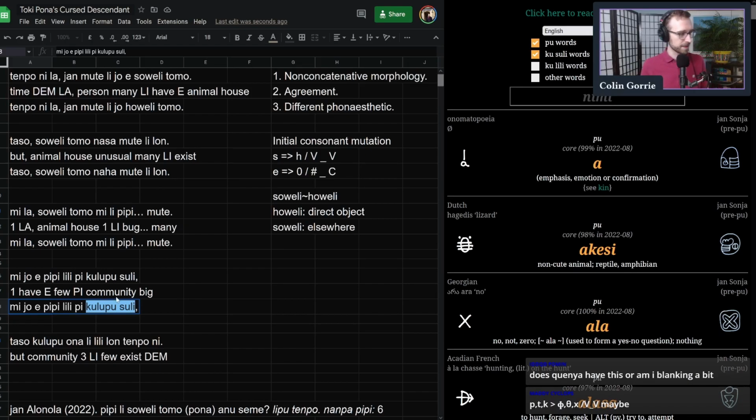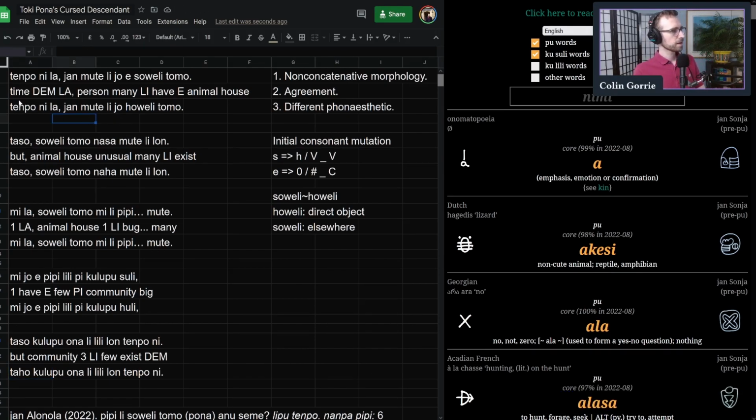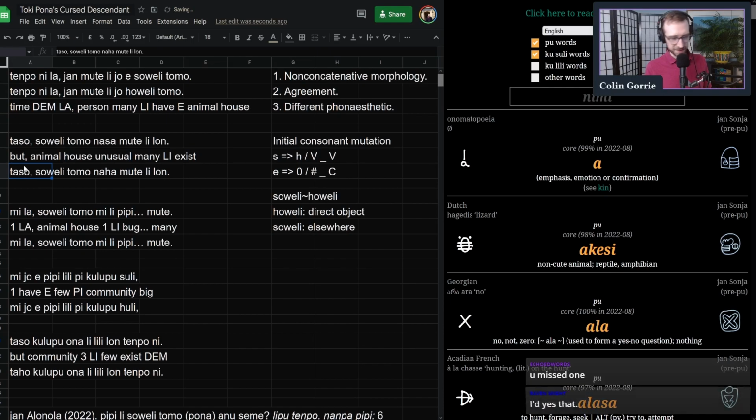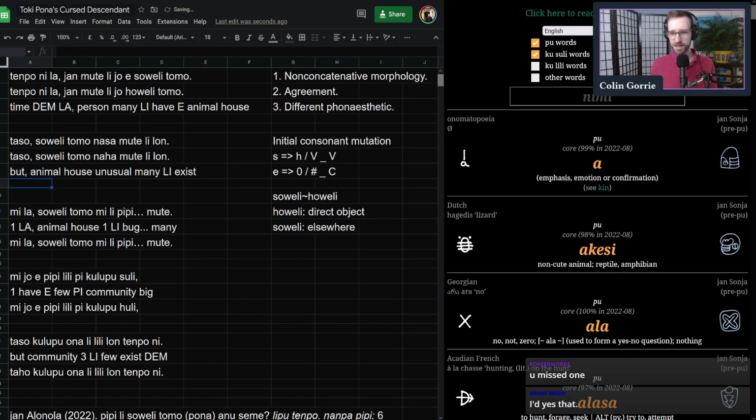This is exactly what happened in the Celtic languages as well. So we get huli here. And what else do we get? Taho. Okay, great. So maybe I'll do a quick rearrange here, just so that it's a bit easier to read. Apologies. You can look at me while I do this, because this is kind of annoying to look at. And hopefully I will be slightly less annoying to look at.